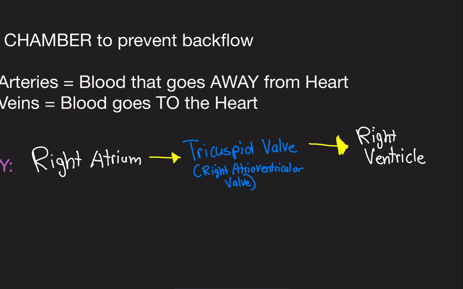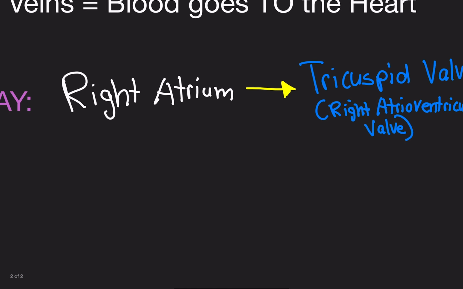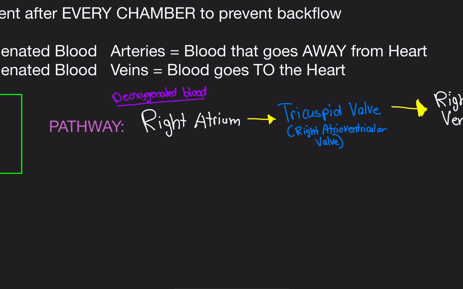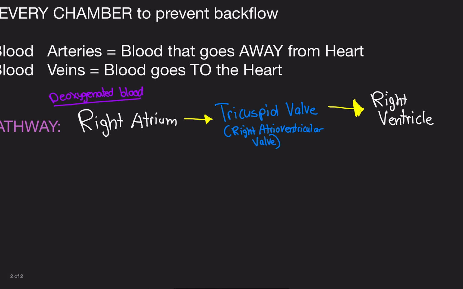Okay, this is the right ventricle. Now, I should have said this ahead of time. We have deoxygenated blood here. The blood in these chambers has no oxygen in it. It's going to make sense why in a few minutes. But just think, the right atrium and the right ventricle have no oxygenated blood. It's deoxygenated blood. There's no oxygen in the blood.